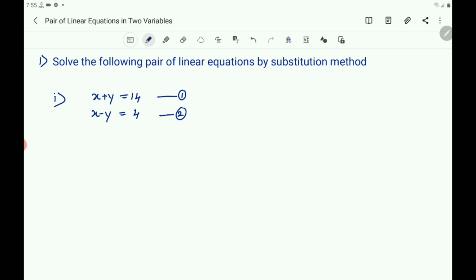Now in the substitution method, in the first step what do you have to do? Express one variable in terms of the other variable, taking any one of the equations. Here you select the convenient equation and express one variable in terms of the other. Here x and y are the two variables, and you can express x in terms of y or y in terms of x. So let us take this equation.